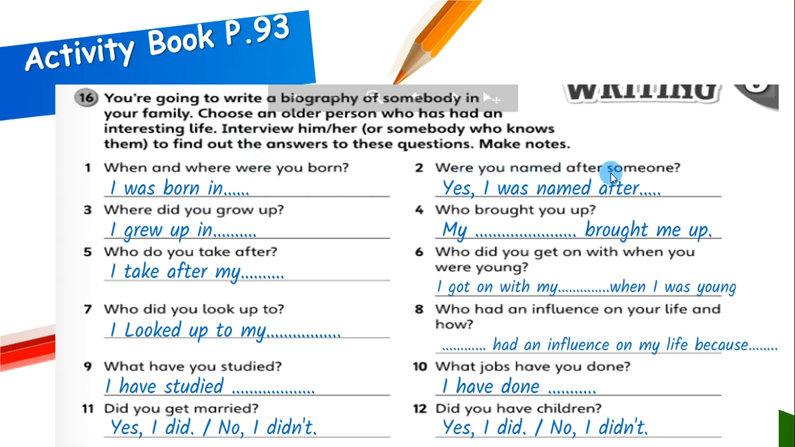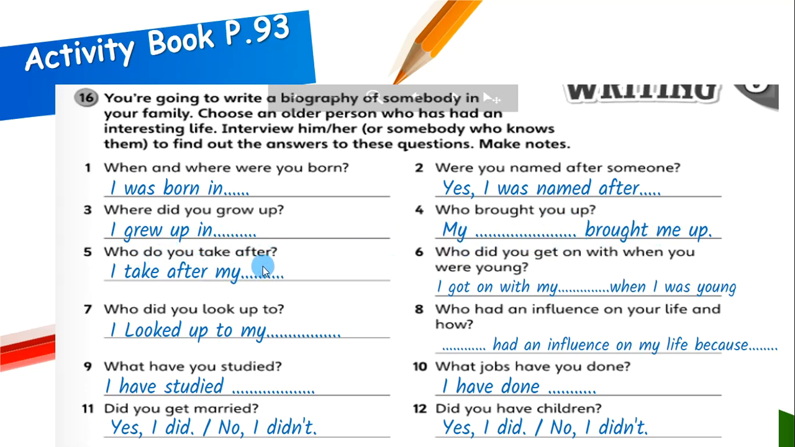Were you named after someone? For example, if you say yes, you will say, yes, I was named after. Tell me what was he named after. Write the answer here. Where did you grow up? I grew up in. Where did this person grow up? You're going to write his answer. Who brought you up? My, for example, parents, my brother, my uncle brought me up, whoever the answer was.